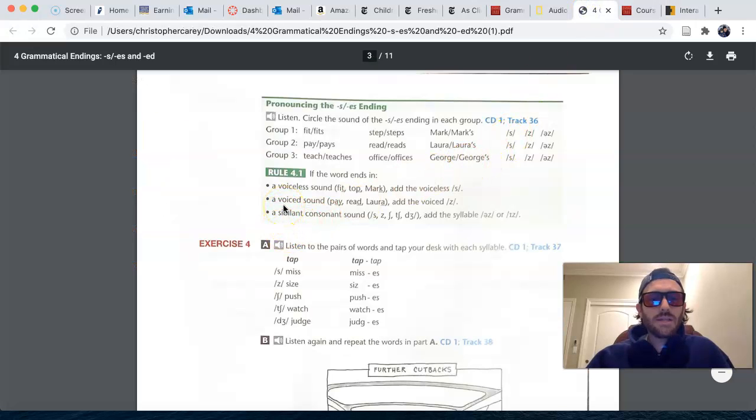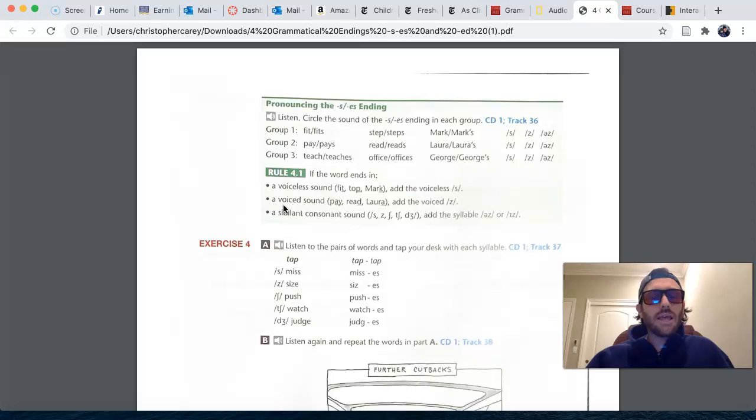The rule that we can make is that when a word ends in a voiced sound, and it could be a voiced consonant sound like D, or it could be a vowel, right, which is always voiced, anytime the word ends in a voiced sound, the S or ES is pronounced as a Z consonant sound. Anytime the word ends in a voiced consonant sound or voiced vowel sound, then the S or ES will make a Z consonant sound.